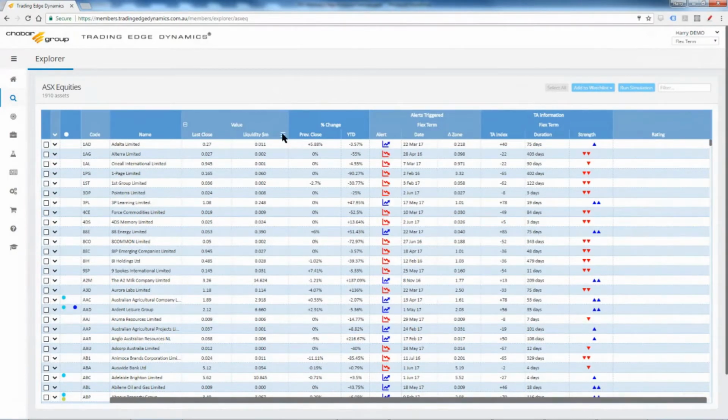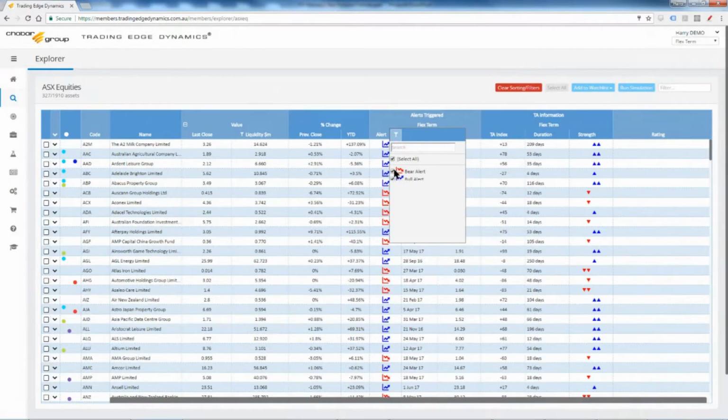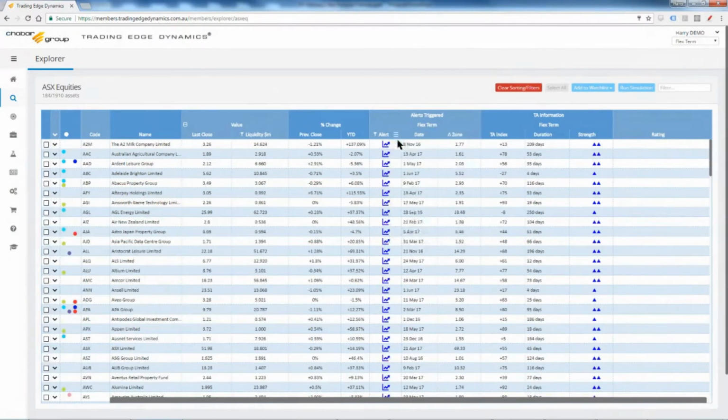So if we want to get this list down, one of my favorite filters, and I'll show you a few now, is the liquidity column. So I will set up a greater or equal to liquidity of 0.5, which represents millions of dollars traded per day. So having done that, put the filter on, my assets are down to 327 out of 1900. And we'll do a few more filters here. We'll take the bearish alerts off, and we filter that column.